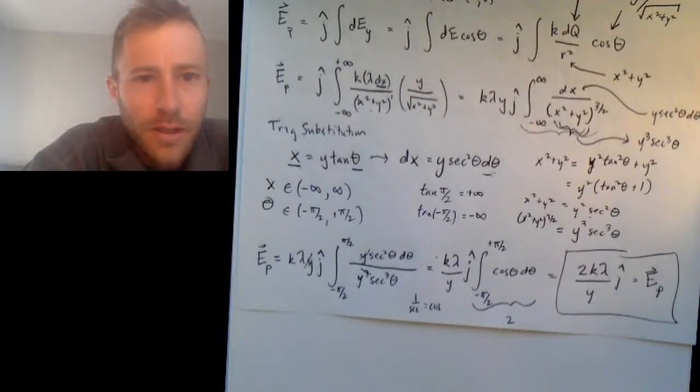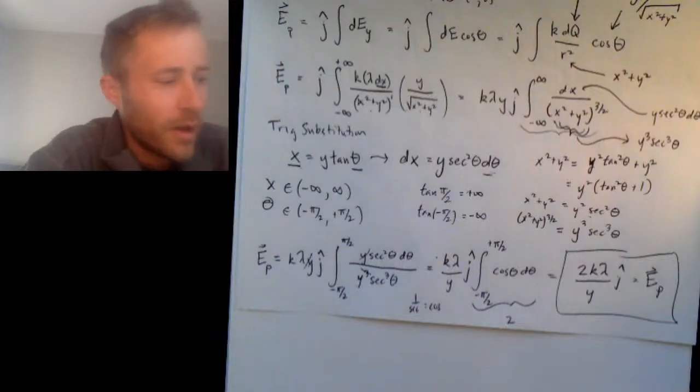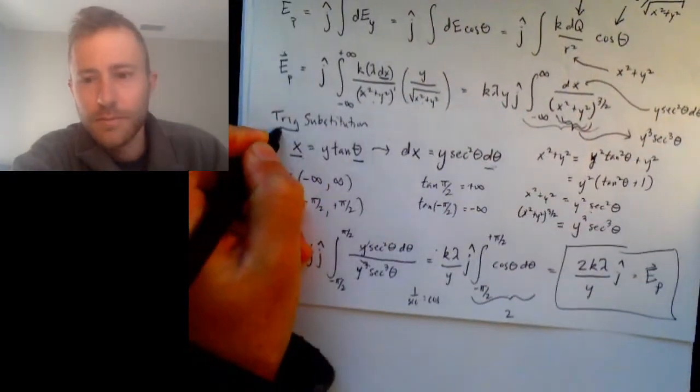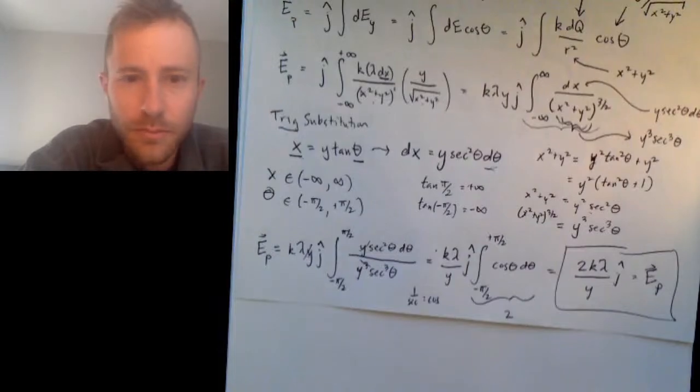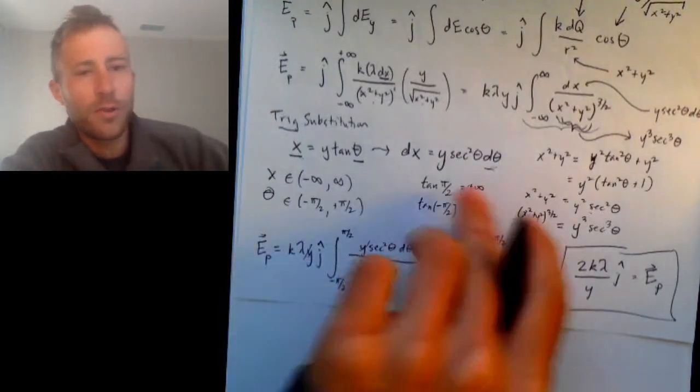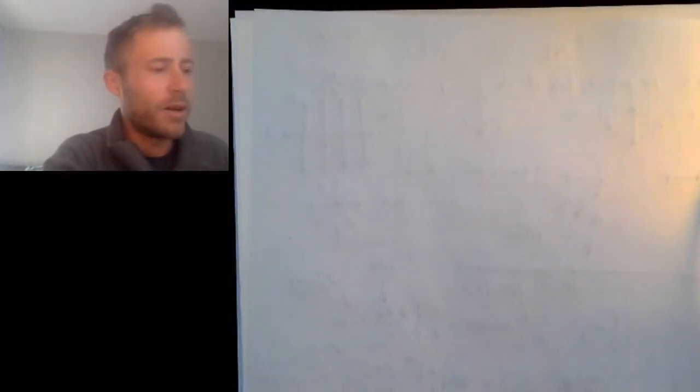So that's kind of a nasty little integral, but it's not that nasty, but it's one that uses a technique that you might not know about, which is trig substitution. So that is our first example. So we're halfway done. Actually, I would say we're more than halfway done because the next example is easier.